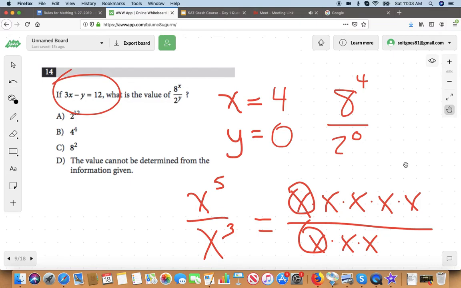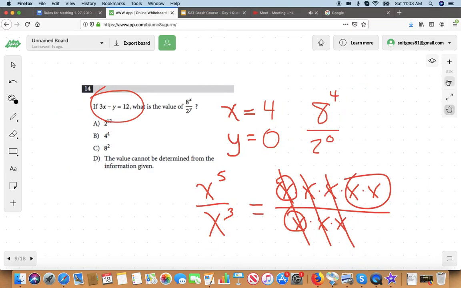So x divided by x is 1. Those essentially cancel out. I am left with just 2 x's in the numerator, and then x times x, right? It's just x twice, which means x squared. So x to the power of 5 over x to the power of 3 is x squared.